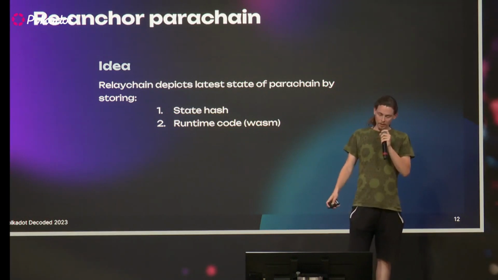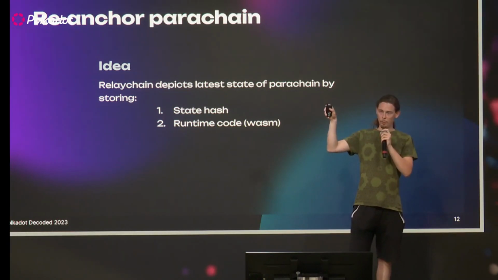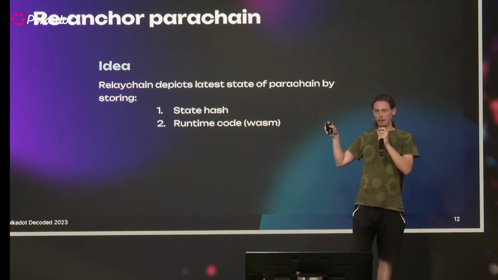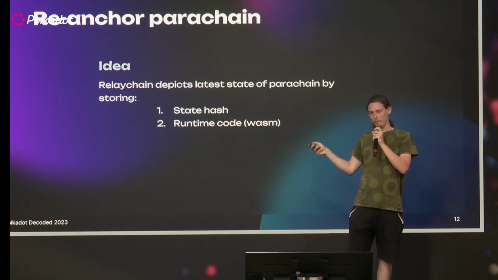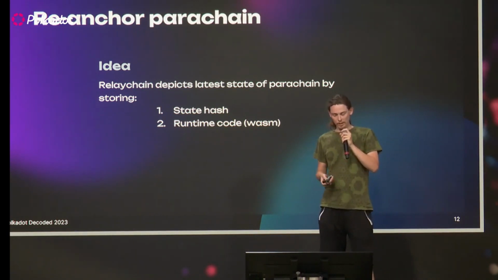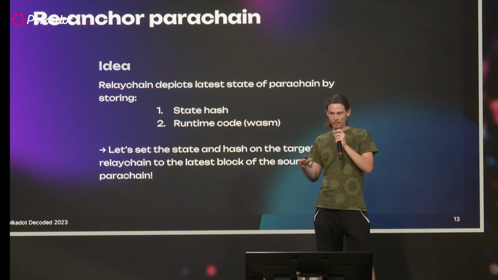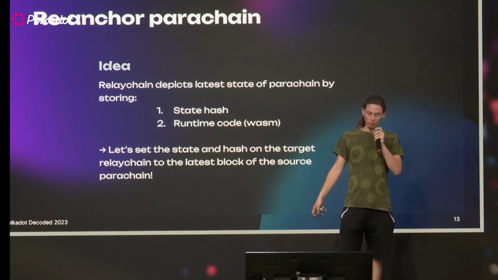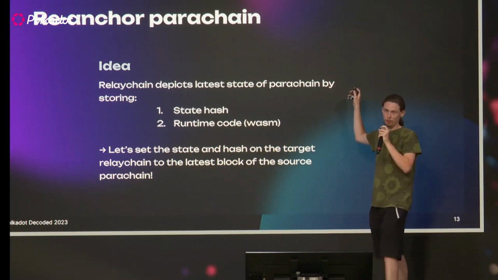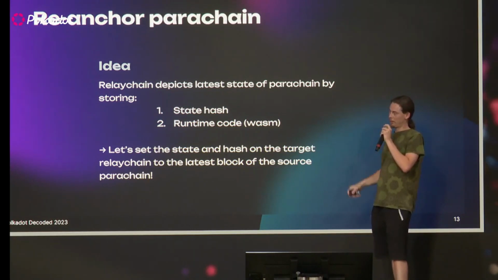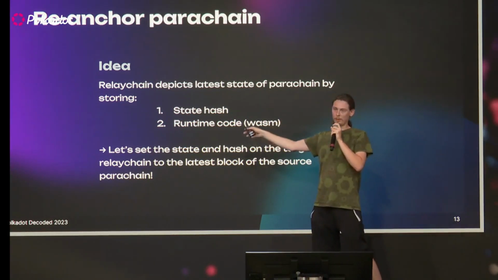The re-anchor approach will work like this. The relay chain always stores the latest state and the latest state transition logic, the runtime, inside its storage, and you can actually set the state and the state transition logic on the relay chain for the parachain that you want to migrate. So you basically say to Polkadot, listen, my parachain is now the parachain that lives on Kusama, and then you just connect them together.